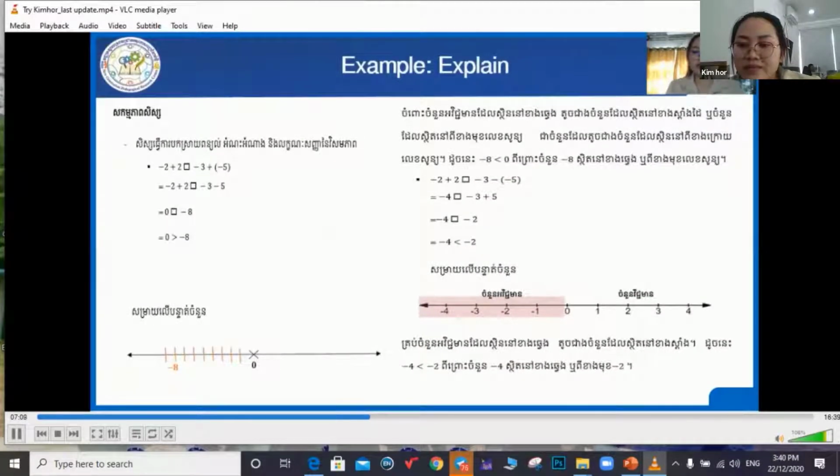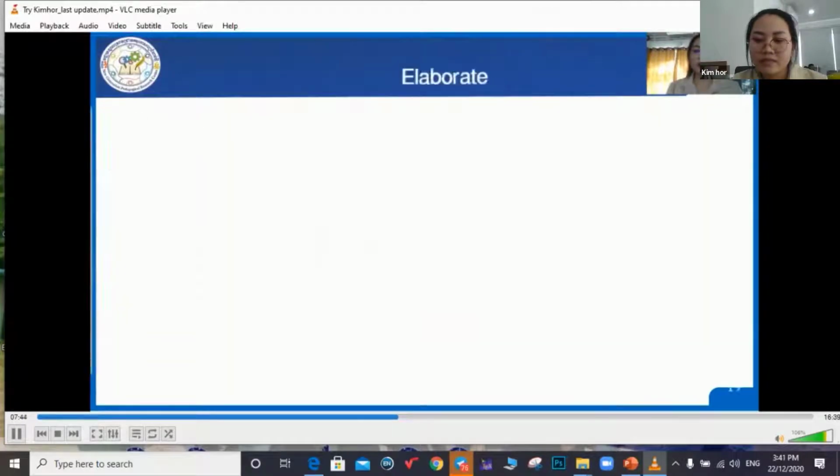So here is my example. When I give them two exercises to prove, and they have proved them, they present their answer. After that, they come to the stage and share their result with the whole class. And the students who are sitting in the class can raise questions, or if they need any information or explanations, they can raise their hand. And the next phase is the elaborate phase.